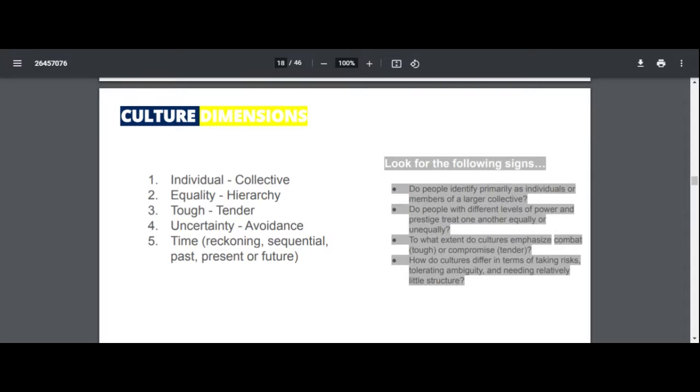So I've put some questions on the right-hand side. How do we look for, how do we even know? Do people identify primarily as an individual or as a member of a larger collective? If you're in an interview and people talk about "me, I did, I did" versus "we did, our team, the team," then you will know they're thinking more about the collective.